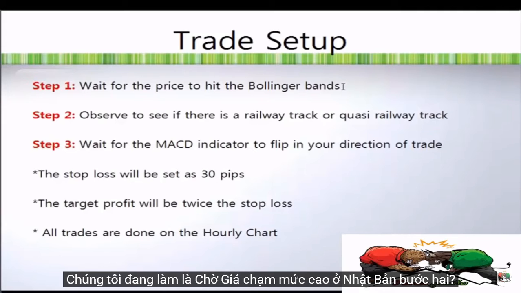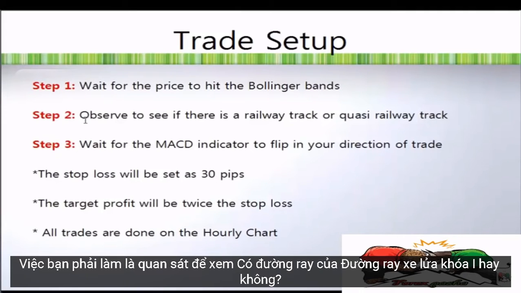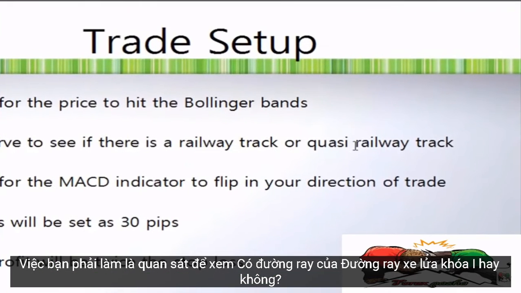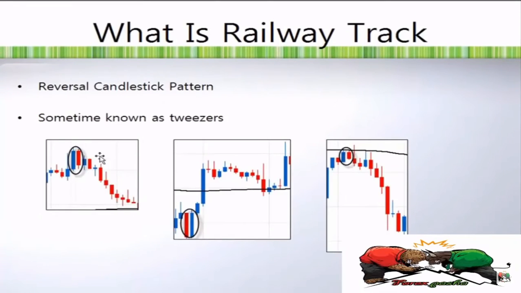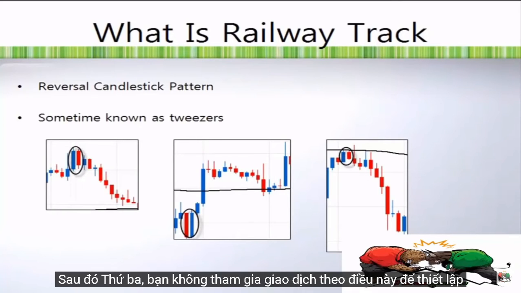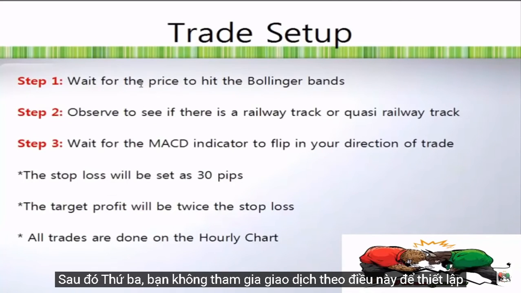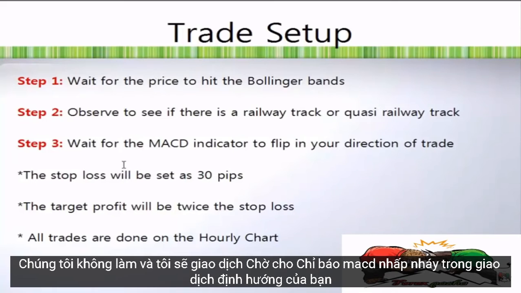So what we are doing is waiting for the price to hit the Bollinger Band. Step 2, observe to see if there's a railway track or quasi railway track formation, which is what we have gone through here. Then third, you do not enter a trade upon these 2 steps. You wait for the MACD indicator to flip in your direction of trade.